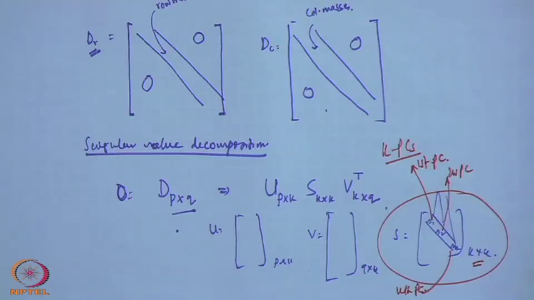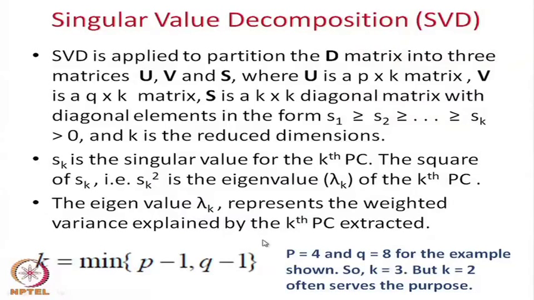If you square a singular value, you get the eigenvalue, and you all know by this time that eigenvalues are the variance explained component. The amount of variance of the original data set captured by the kth principal component in this case is given by S k square. It is similar to lambda k, where lambda k is the eigenvalue. So, the eigenvalue is the square of the singular value and represents the weighted variance explained by the kth principal component.